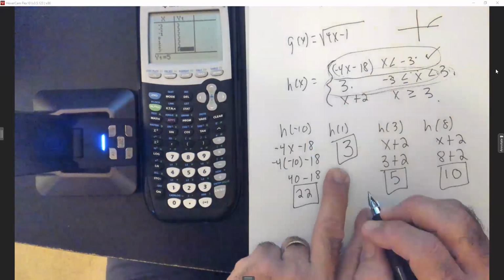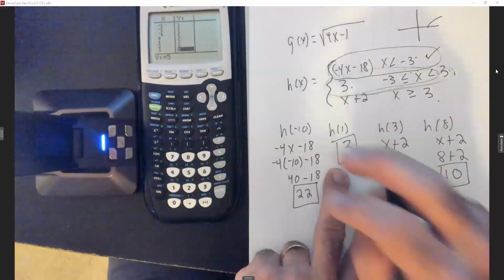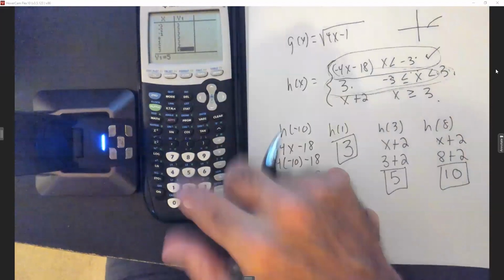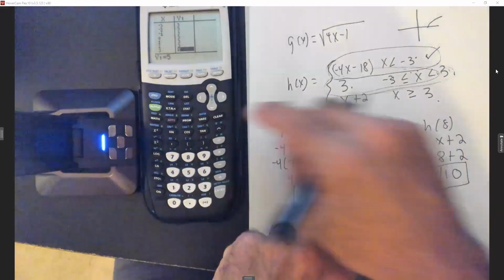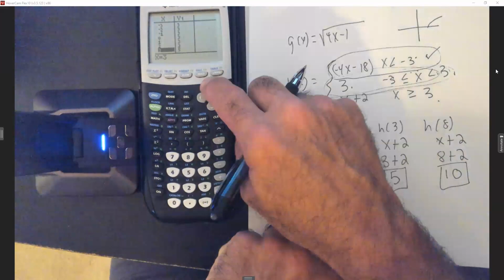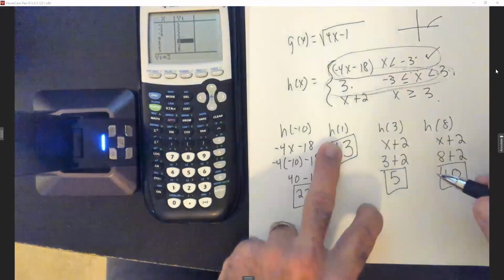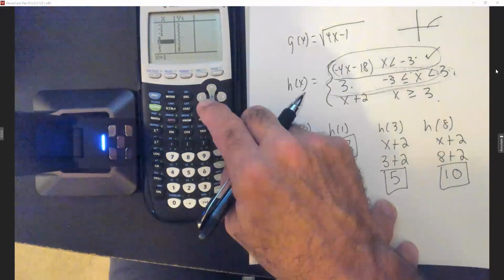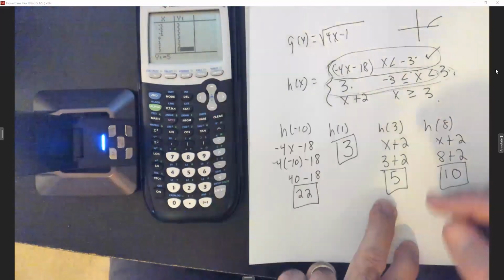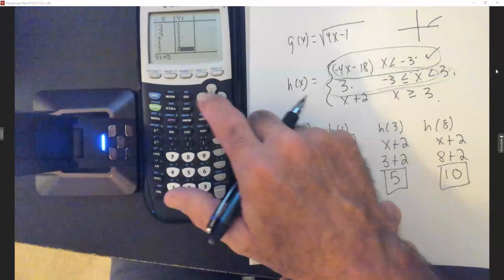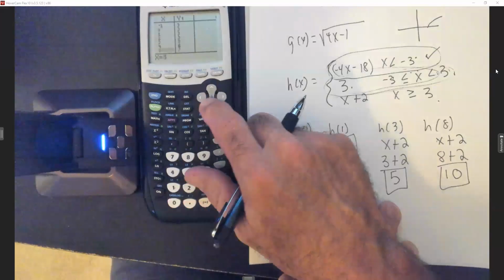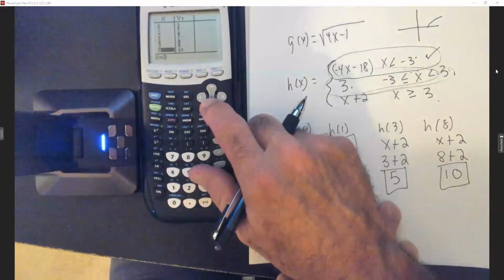Hold on. I must put my graph in. Oh, no, hold on, that's h of 1. My bad, I was tripping there for a second. At h of 1, I get a 3. At h of 3, which I just did, I get a 5. And then what's next? H of 8. Yeah, h of 8. At 8, I get a 10.